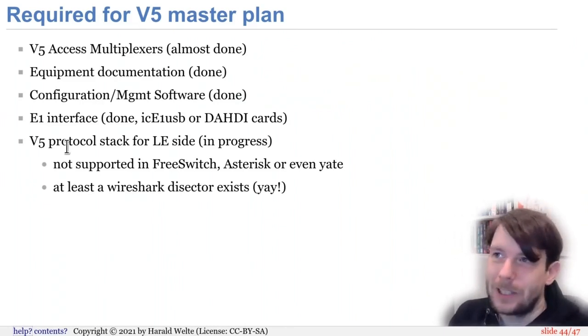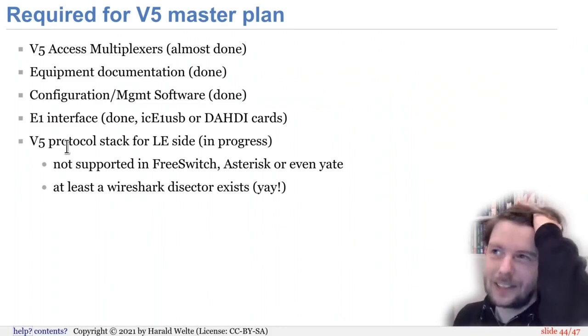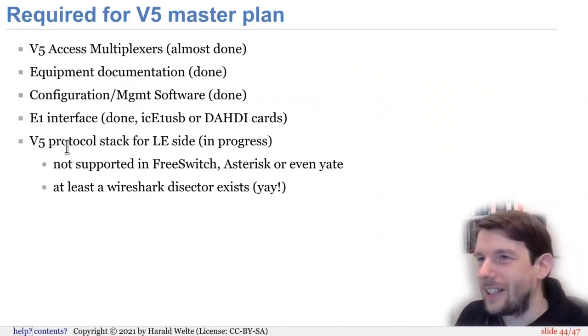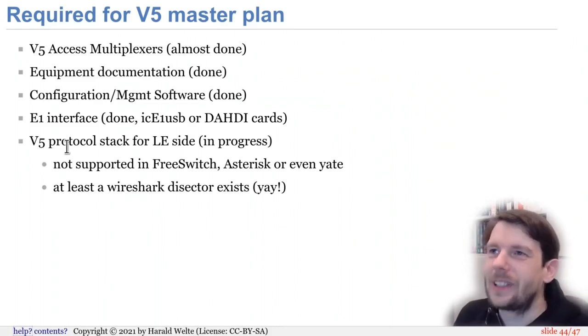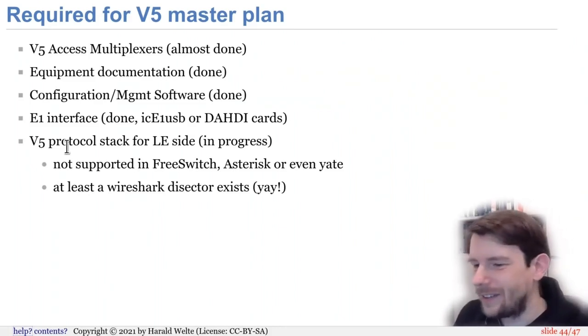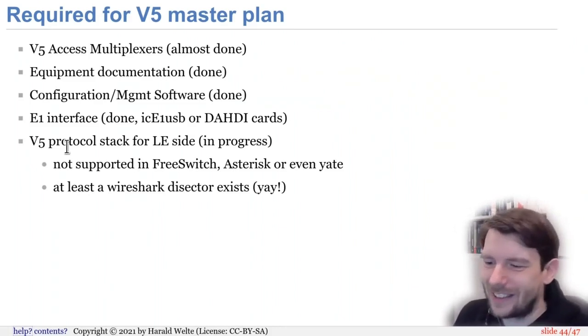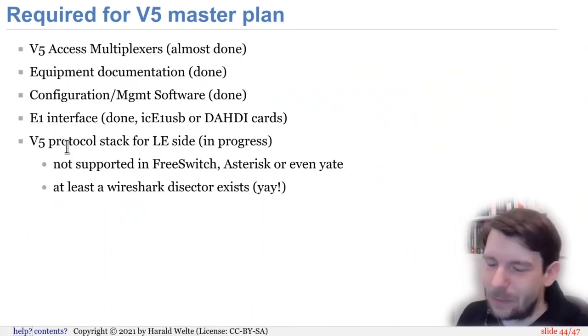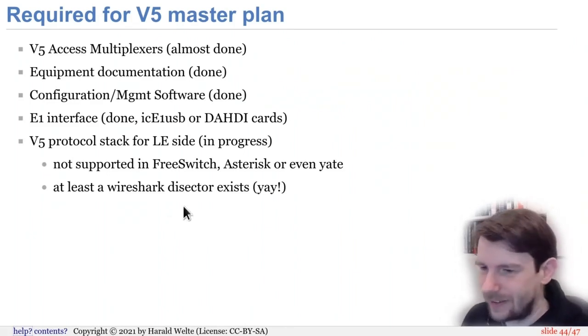So at least we have a Wireshark dissector. I don't think there's any, like, it's an unreachable dissector in Wireshark right now. So unless you manually say you want to dissect something as V5, there is no way how automatically this dissector can get reached. Yeah, I guess that's something to work on to be able to look at protocol traces once I start with testing against actual equipment.